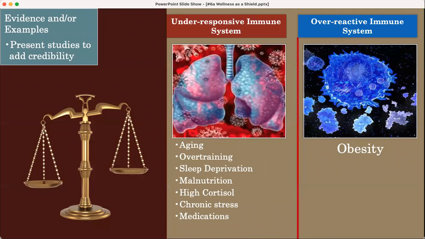And it can also happen with medications like prednisone. Patients that are immunosuppressed that are being treated for some type of cancer, maybe on prednisone to reduce their immune system, or patients that have had a kidney transplant will be on immunosuppression so that their body doesn't reject the new kidney. An overreactive immune system is in the case of obesity.